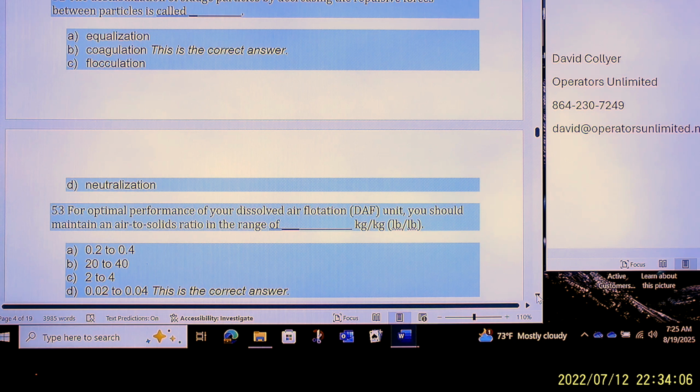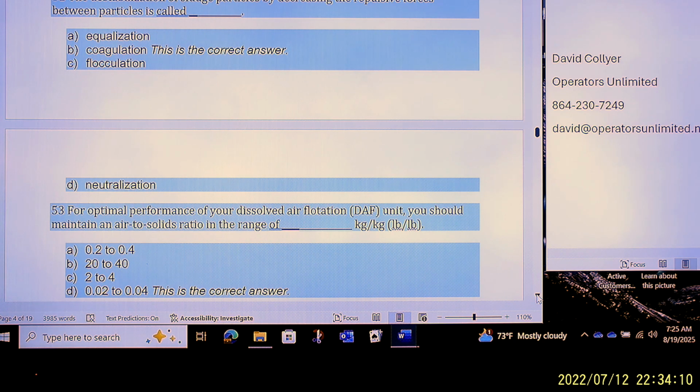The destabilization of sludge particles by decreasing the repulsive force between particles is called A, equalization, B, coagulation, C, flocculation, D, neutralization. The answer to 52 is coagulation.